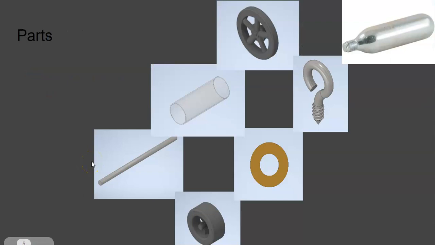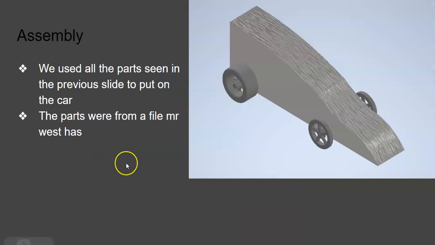The next part is just all of the parts. We then had to assemble the car online using the website Inventor. For this part, we took a file from Mr. West and all the parts were in there. We then had to save them and carefully put them in.